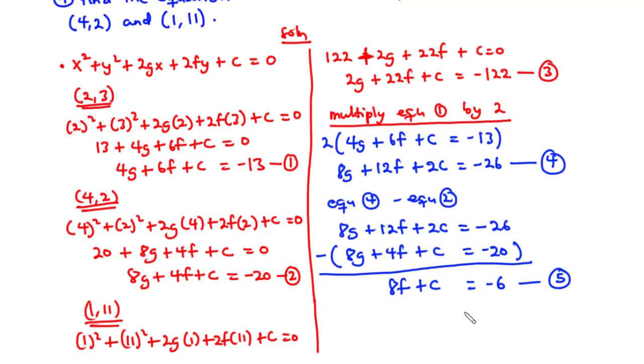Now the next thing we are going to do is to multiply equation 3 by 4, so that we solve equation 3 and then equation 2 simultaneously. So multiply equation 3 by 4.